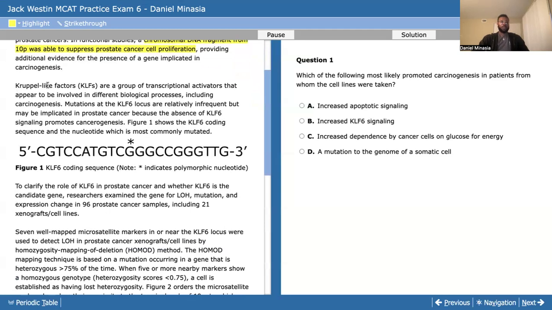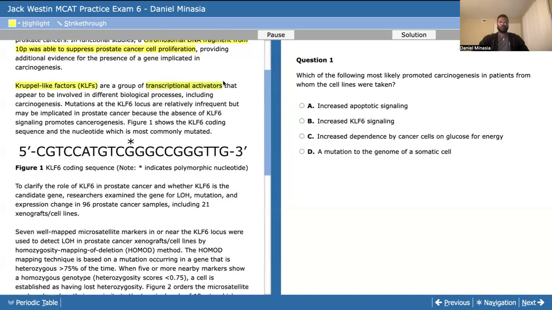Cooper-like factors, okay, and you will come across a lot of these factors that you might not know of. When you see them, just take note of them, remain calm. That's the purpose of the test, to test your ability to see new information and be able to apply it immediately. Okay, so Cooper-like factors are a group of transcriptional activators. Okay, so they activate transcription.